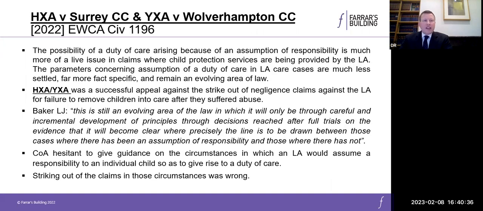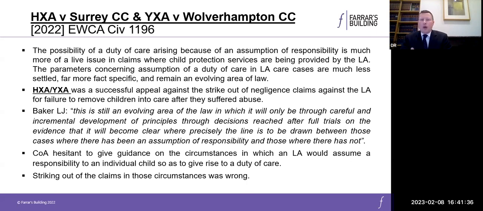So if we move to HXA and YXA, this was a successful appeal against the strikeout of a personal injury negligence claim against a local authority or two local authorities for failure to remove children into care after they suffered abuse. And the parameters concerning the assumption of a duty of care in local authority cases are much less settled and far more fact specific, and they remain an evolving area of law, because generally no duty of care will arise in respect of a social work function unless something more is done by the authority, which takes the authority's interaction with the individual child beyond that which the local authority is statutorily obliged to do.